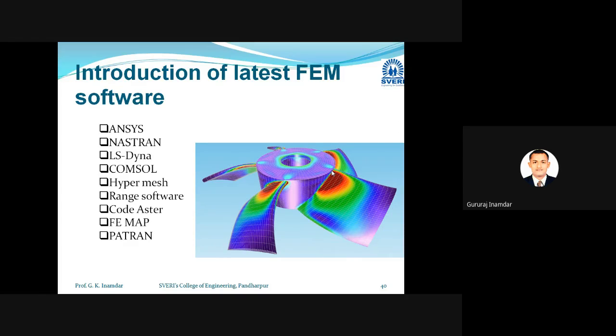Code Aster is developed by EDF. FEMAP is developed by Siemens. I have given the details in the notes, so don't panic. Last is Patran. Patran is software developed by MSC also, like Nastran. It is pre-processing and post-processing software, which supports Nastran.